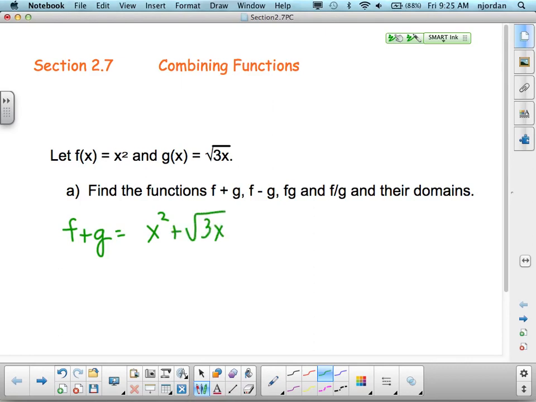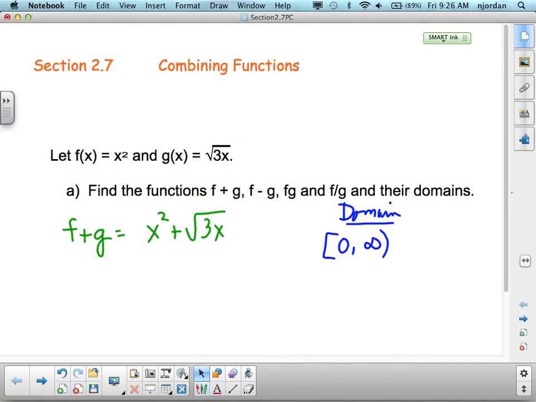Now let's talk about domain here for these problems. When I'm checking domain, I have to make sure I'm looking at both of the functions. So the domain for the f function is all reals, but my domain for the g function would be greater than or equal to 0. So I need to include that in my final answer.